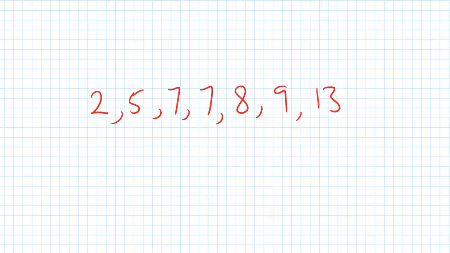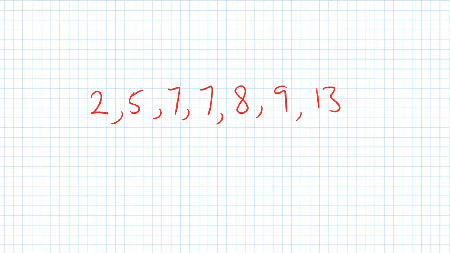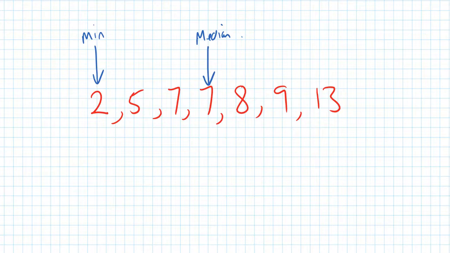So first of all, we should be able to understand the median very easily, because in this example, we have 7 data values and the median is going to be right there in the middle. So in this case, the median is 7. Also, very easy to find, the lowest value, the minimum value, well, that's 2. And the maximum value, well, that is going to be 13, okay?